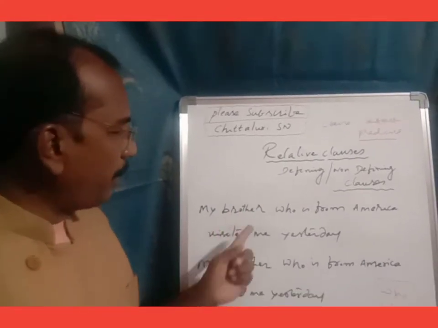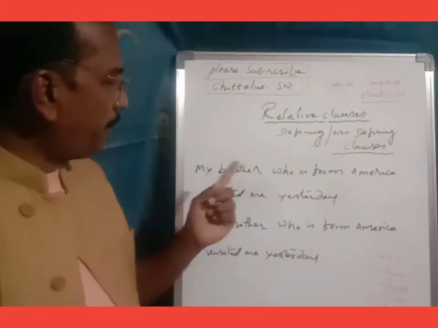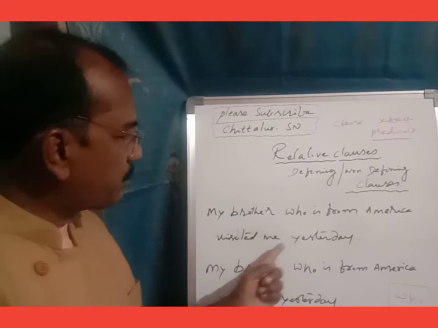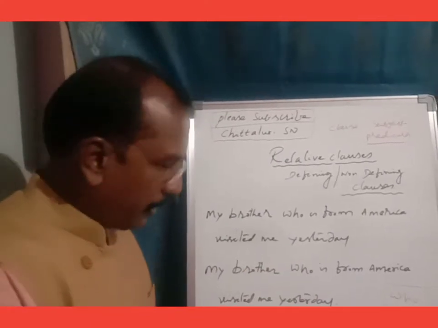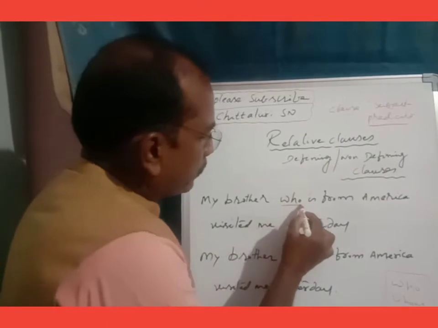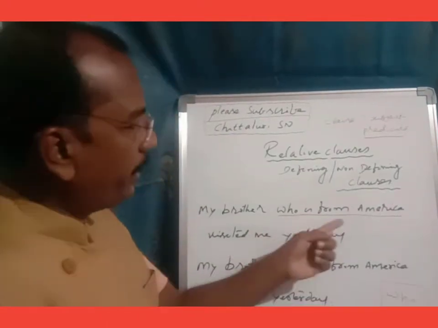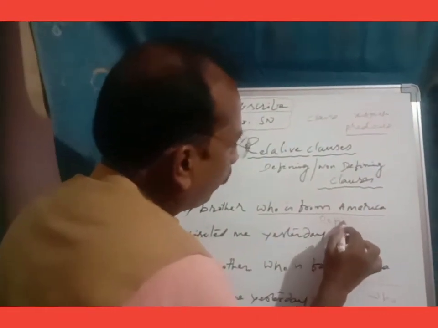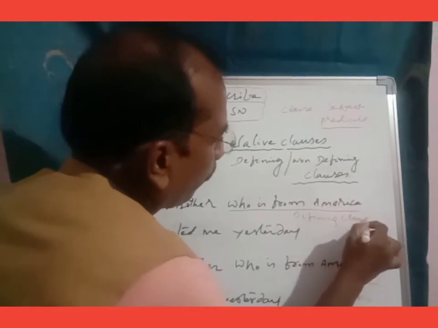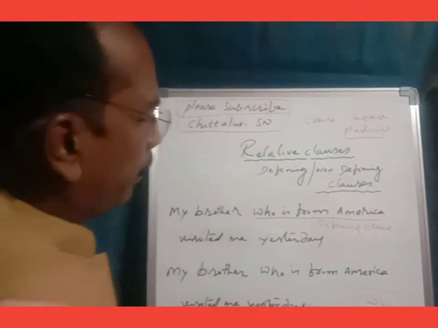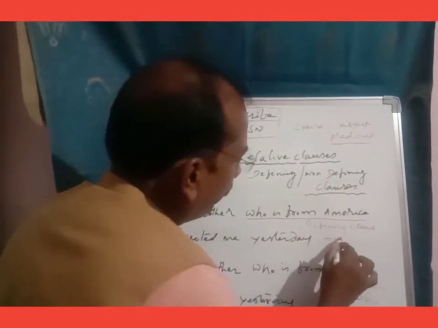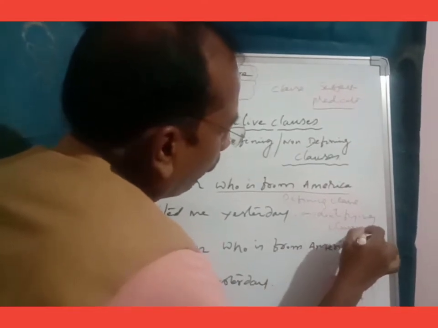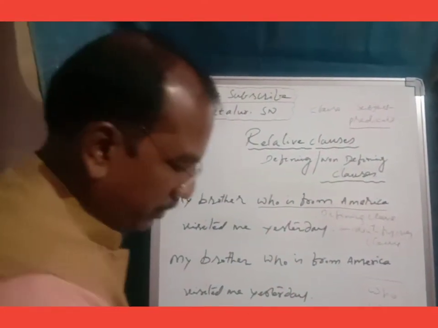Now, here I have written two examples. The first one is: My brother who is from America visited me yesterday. In this sentence, just this underlined part, who is from America, is a defining clause, and we can also say it is an identifying clause.